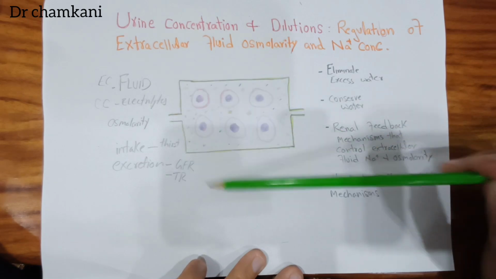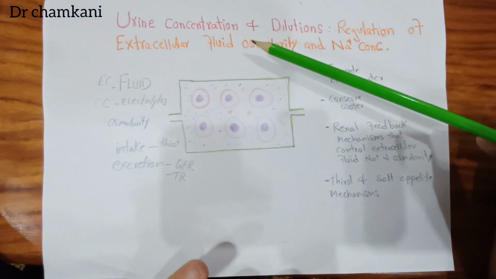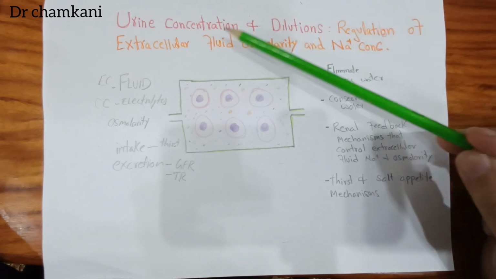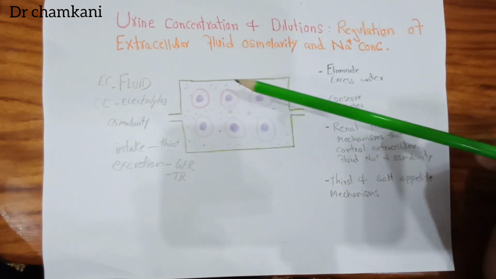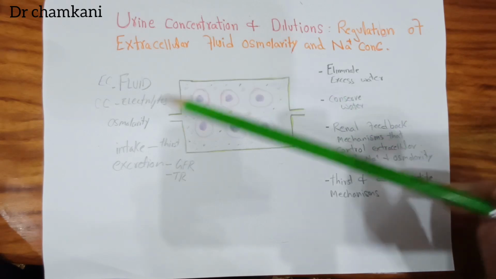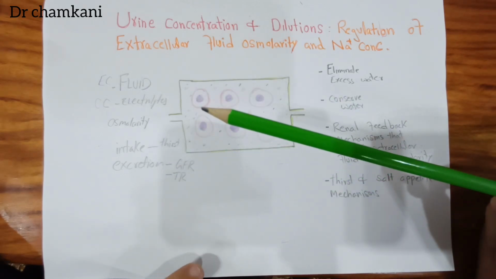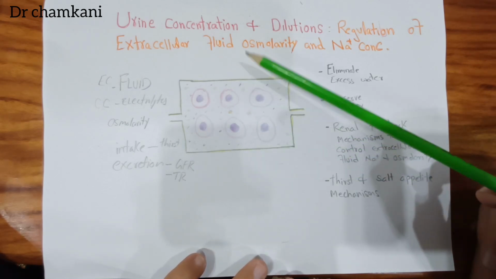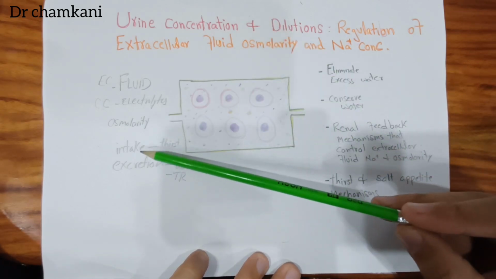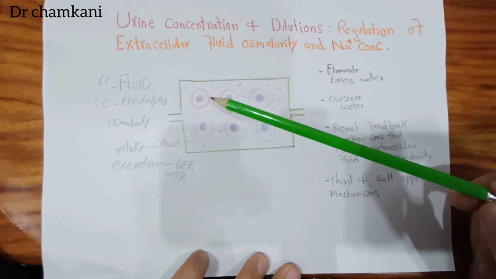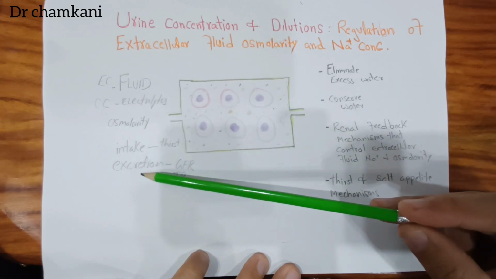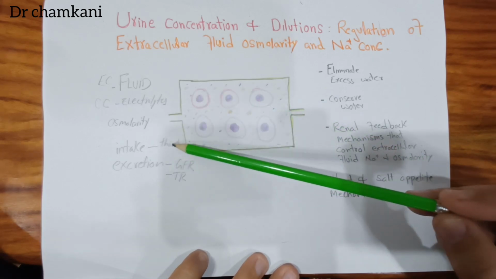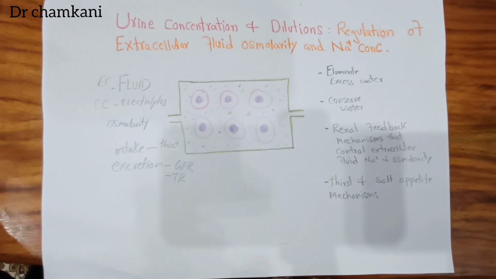Now, the whole of this chapter is about the urine concentration, dilution, and the regulation, how the kidneys are going to regulate the extracellular fluid osmolarity and sodium concentration. Now, there are a few things which are very important. The amount of fluid, the volume of fluid in the extracellular space is determined to a very big extent by the intake of fluid, and the excretion of fluid. The intake of fluid in the body is maintained to a big extent by the thirst. When we get thirsty, we consume a lot of fluid.